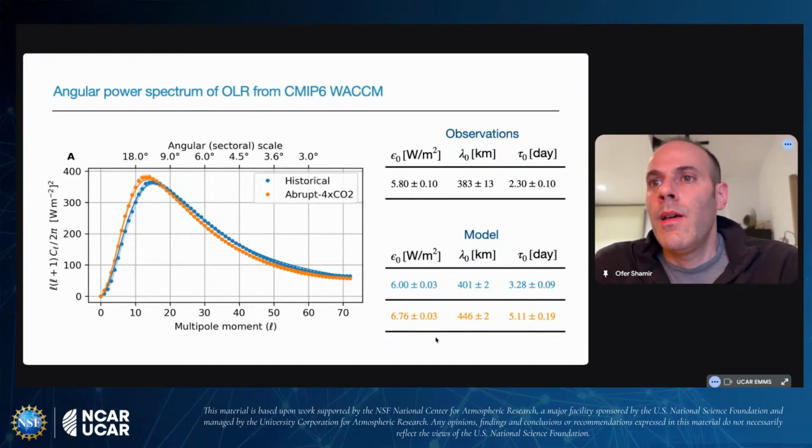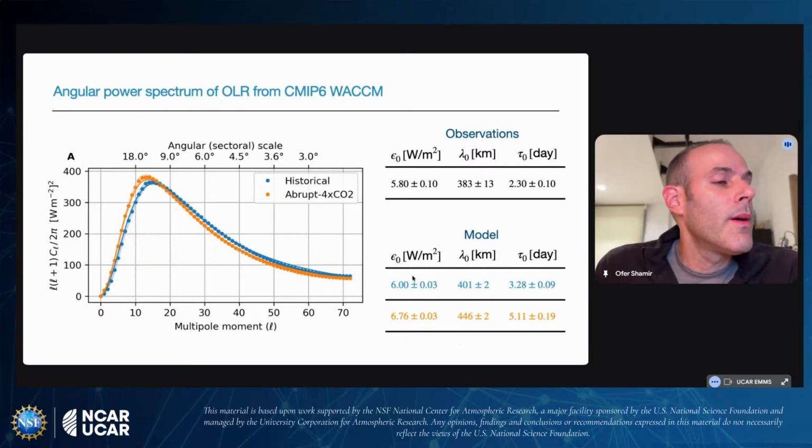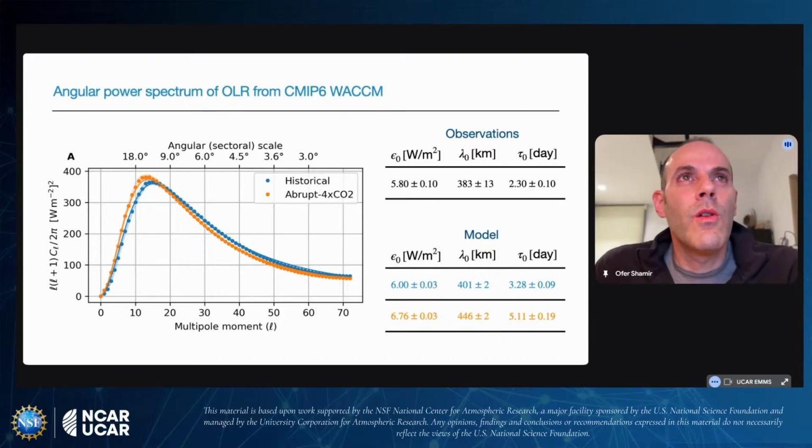Brunt-Väisälä frequency, certainly it would be consistent with greater effective Rossby deformation scale. The increase in lambda is consistent with increasing Rossby deformation scale. And then with regard to the values of epsilon 0, I don't remember what my thought was there. I do remember that we didn't have any satisfying explanation for the decorrelation time.